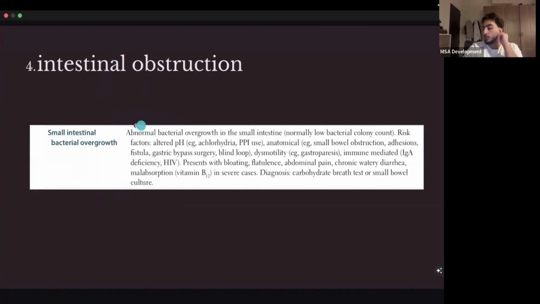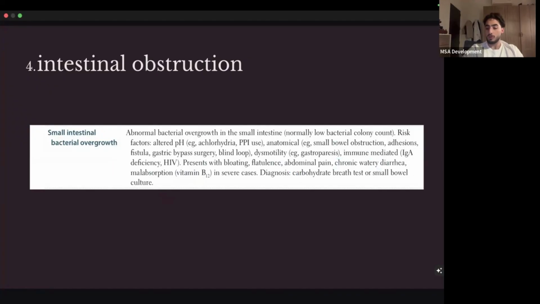Okay. So basically, when you have something like a blind loop, you can have abnormal bacterial overgrowth, and that's going to alter, first of all, your absorption of nutrients. Or you're going to get dysmotility, you're going to get bloating, flatulence, abdominal pain, and chronic watery diarrhea. It could also be caused by altered pH, or anatomical reasons. And again, because it's causing malabsorption, you could see B12 deficiency and things like that. Okay, so how do you diagnose it? It's through carbohydrate breath test or through a small bowel culture.